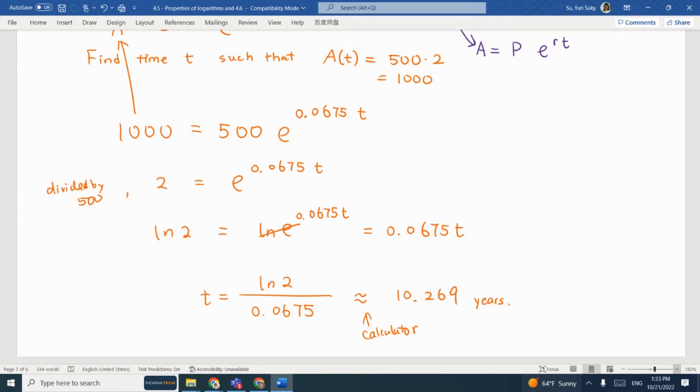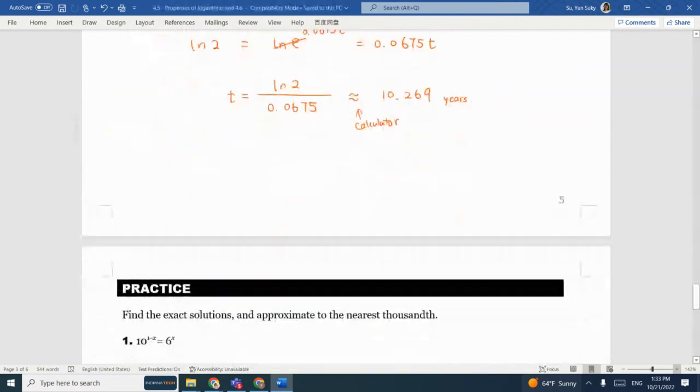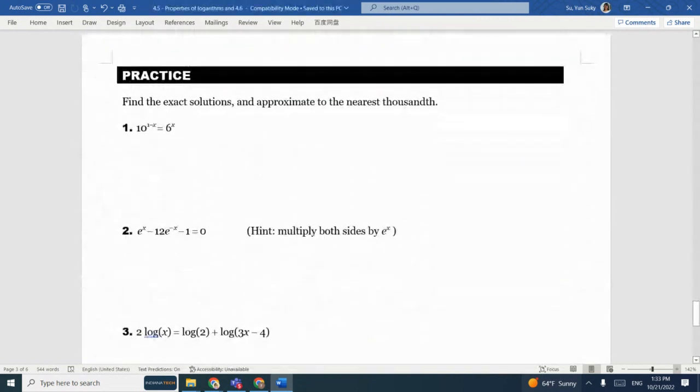Right, everybody? So you start with $500. It really took you 10 years, maybe 10 years and 4 months or 3 months, I don't know, so that your money can double. So far, so good, everybody? Okay, so this is the application problem. Now we can do the reverse direction, knowing the amount and finding the time. Today we want to just focus on 4.6.